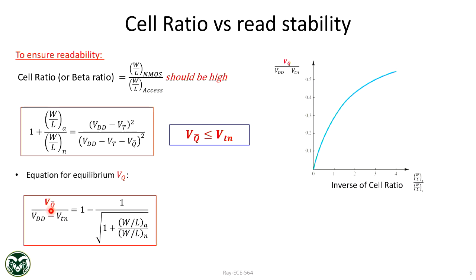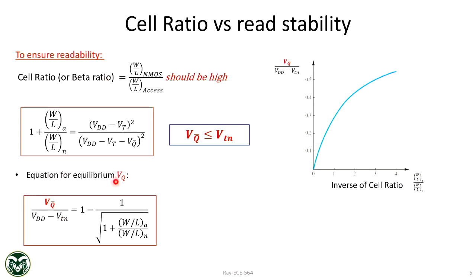And we want VQ bar to be as low as possible. Or in other words, we want cell ratio to be as high as possible. So this is the inverse of cell ratio again. So ideally we should operate here. VQ bar should not go above, say, 0.1 or something like that. Or the access transistor has to be much smaller than the NMOS transistor. That's what we discussed qualitatively last class. So in today's class we are giving you a quantitative picture of how small it should be, and you can find that from this equation. Any question here so far?